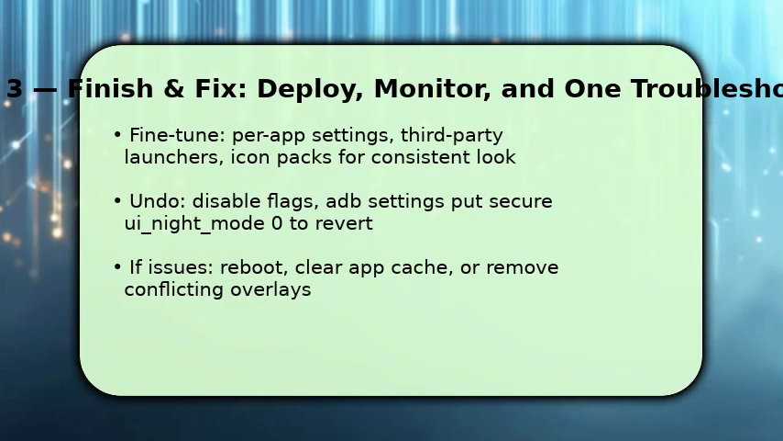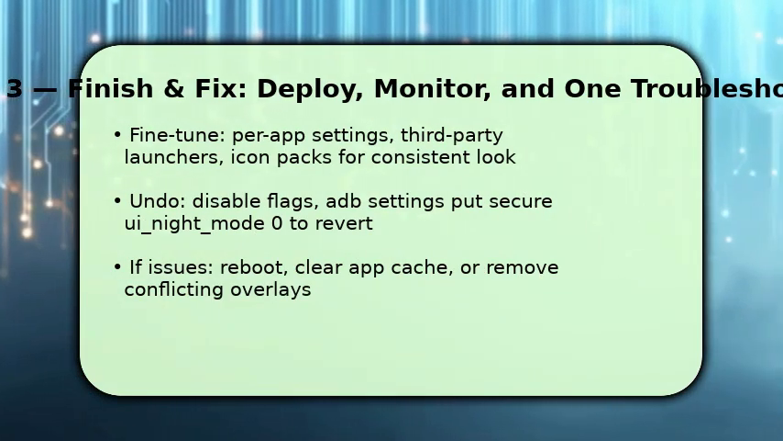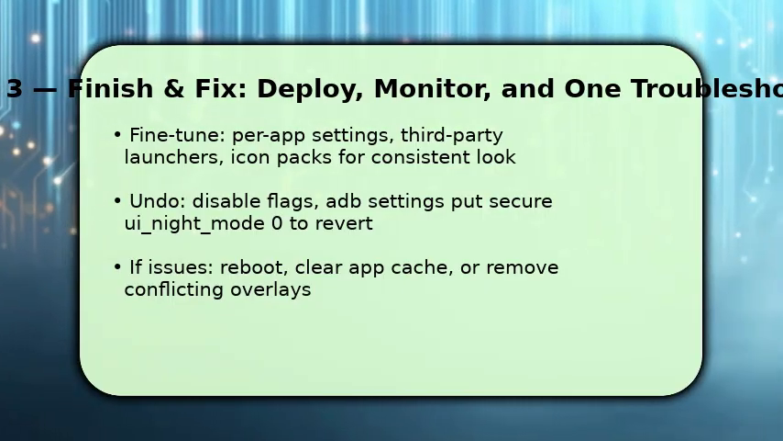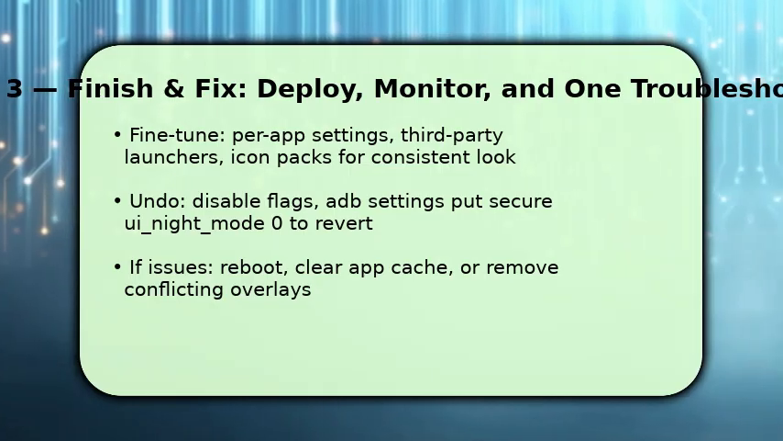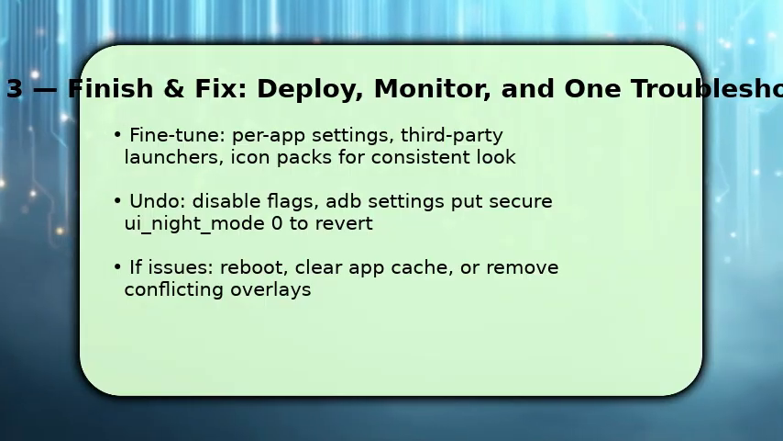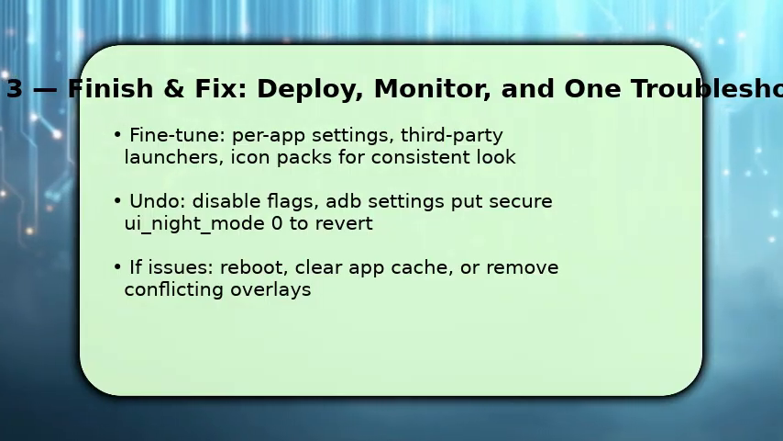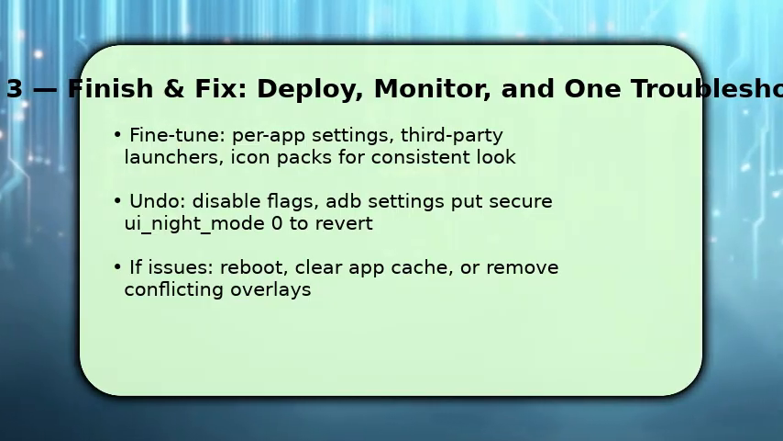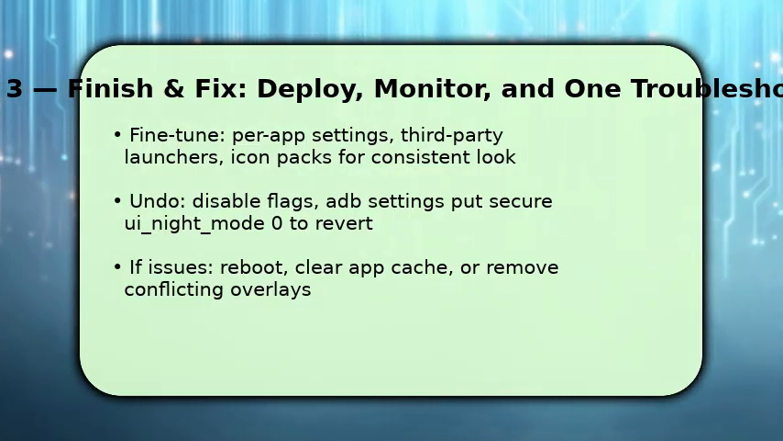You'll finish by refining appearance and knowing how to recover if something breaks. Adjust per app theme settings, use a dark-capable launcher and matching icon pack to make the experience cohesive, and tweak accent colors as needed. If a change misbehaves, disable the developer flags you set and run an ADB shell settings put secure ui_night_mode 0 to revert to light, then reboot.